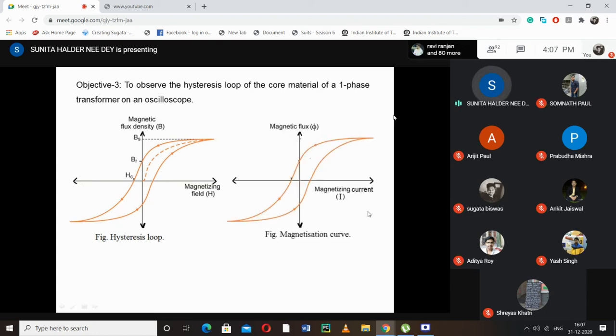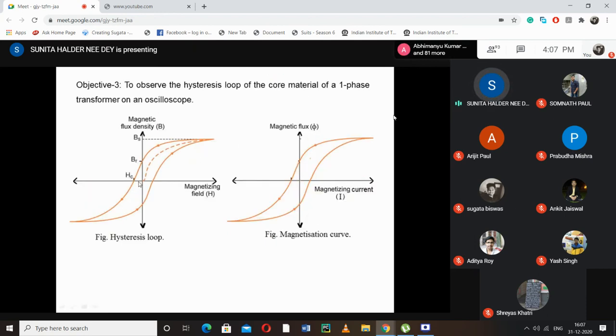Now the BH curve is the same as the phi-I curve. So this is called the hysteresis loop, and this is called the magnetization curve. The nature of the curve will be the same, but the scale will be different, obviously. So if we want to observe the hysteresis loop, instead of plotting B versus H, we may plot phi versus I also. Why? Because it is not possible to extract B and H from a transformer which is in operation.